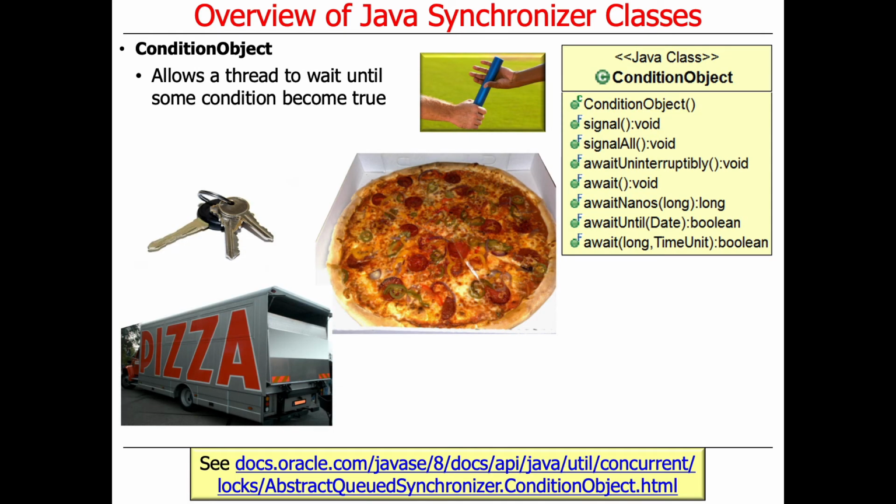The next topic is condition object. The next synchronizer is condition object. This is a really interesting synchronizer. And what it does is it allows a thread to wait until some condition becomes true. And this is quite different than what we talked about earlier with Reentrant lock and stamp lock and Reentrant read-write lock. Those locks make other threads wait until the thread that owns the lock is done. So it's basically a way of keeping other threads at bay while you do your thing.